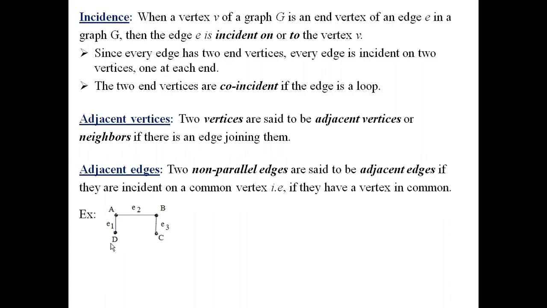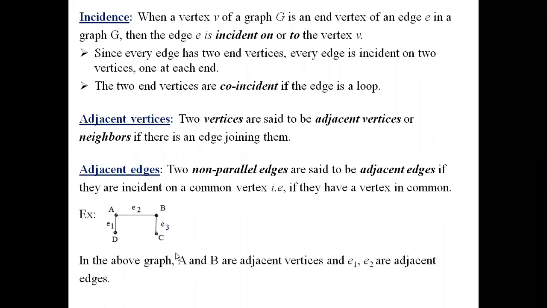Example. In the example shown here in this graph, I have considered four vertices A, B, C, D, and there are three edges in the graph, E1, E2, E3. We can see that A and B are adjacent vertices because they are joined by an edge E2. We can also say that E1 and E2 are adjacent edges because E1 and E2 are incident on a common vertex A. So E1 and E2 are known as adjacent edges.